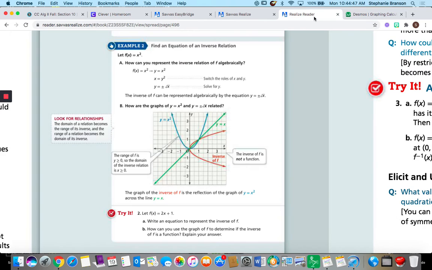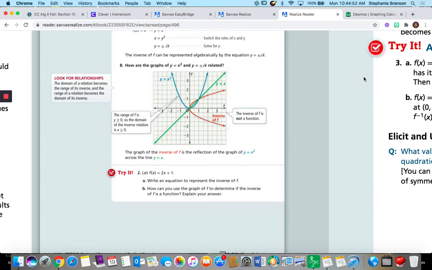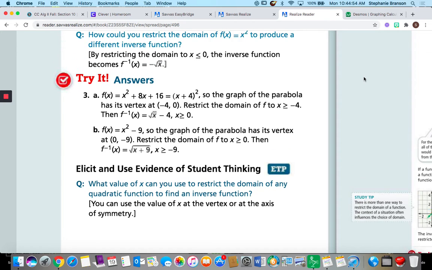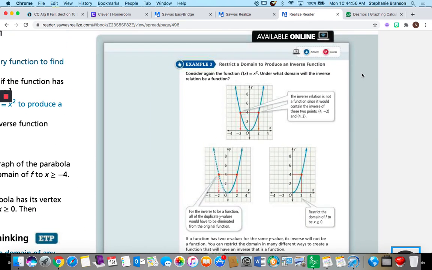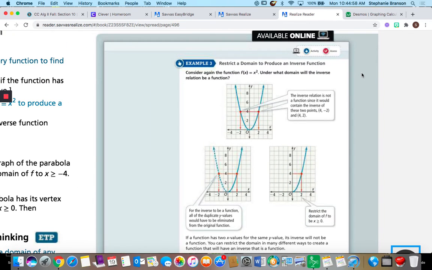Alright. I'm not going to graph this because I don't like this graph on here, so I just wanted you to look it up and see what it looked like on Desmos.